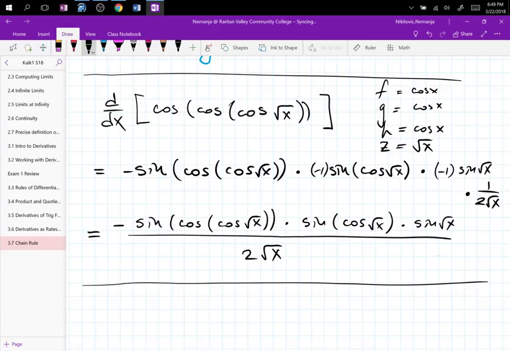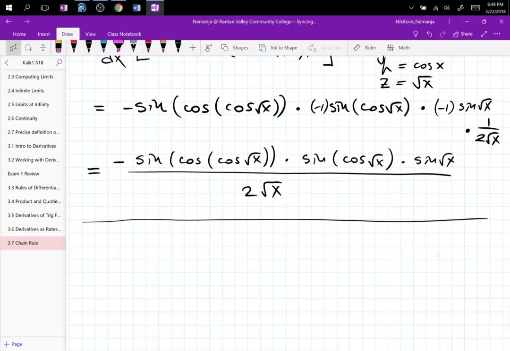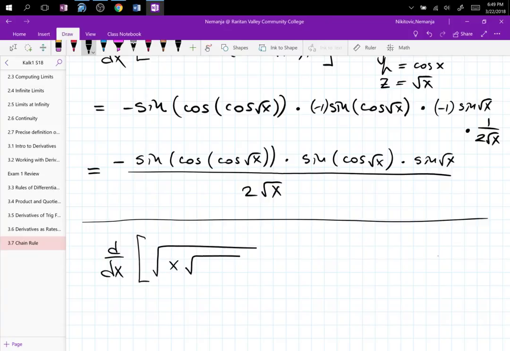Oh, that's so cute. Look at that. You're gonna love this problem. The derivative of, it's not a trick, don't worry about it. It's the square root of x plus square root of x plus square root of x.